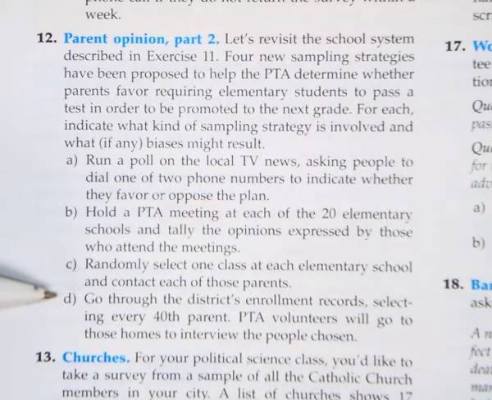Okay, and D, go through the district's enrollment records, selecting every 40th parent. PTA volunteers will go to the homes and interview the people chosen. As long as the first person is chosen randomly, this should also be a valid sampling method, and as long as the PTA volunteers follow up and make sure that they get the opinions of all of the parents that were selected.